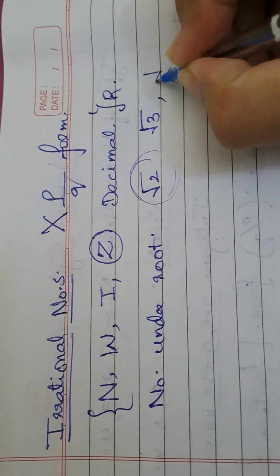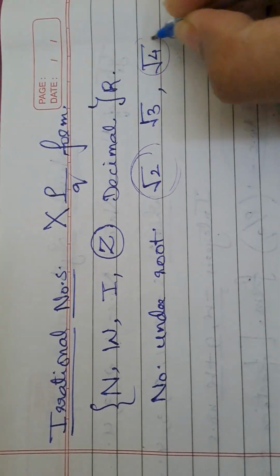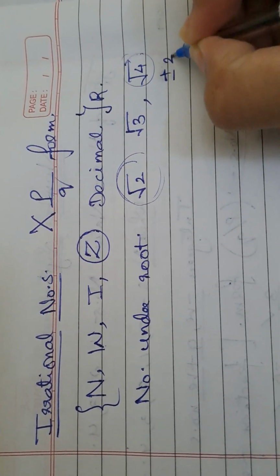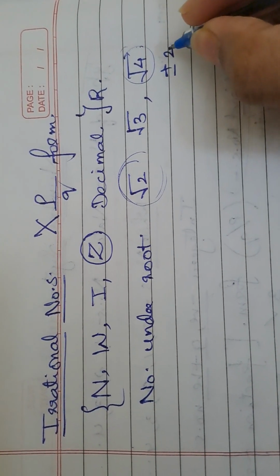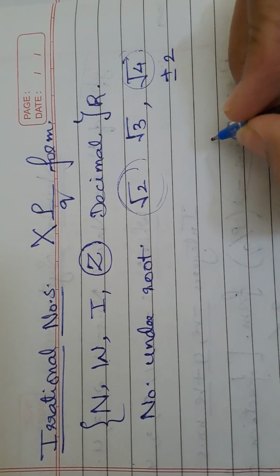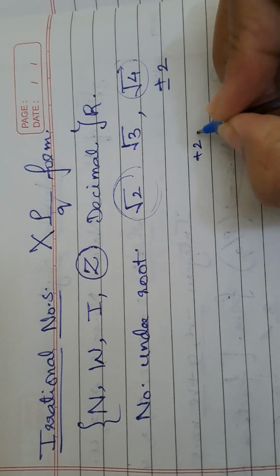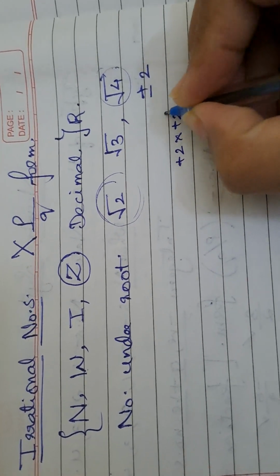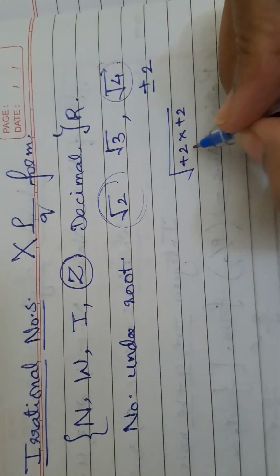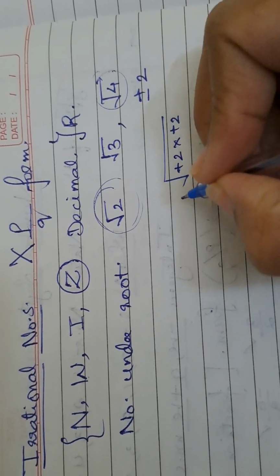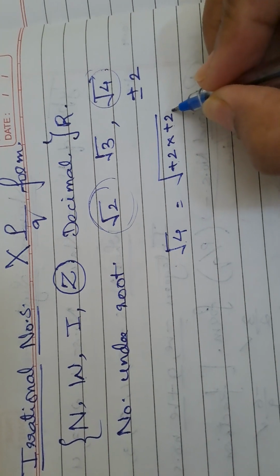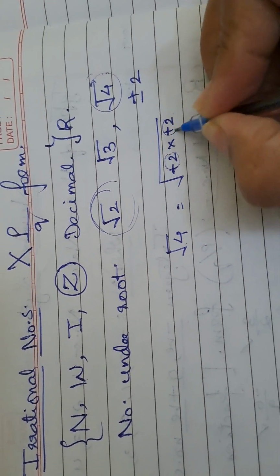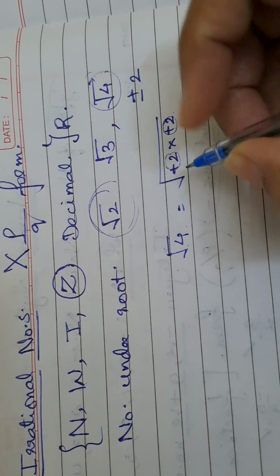But what about root 4? Root 4, its direct answer is plus or minus 2, isn't it? People may ask, how plus or minus 2? Take plus 2 times plus 2 under the root. Root 4 can be written as plus 2 times plus 2. One plus 2 is one term, the other plus 2 is one term, they multiply, and it is equal to root 4.